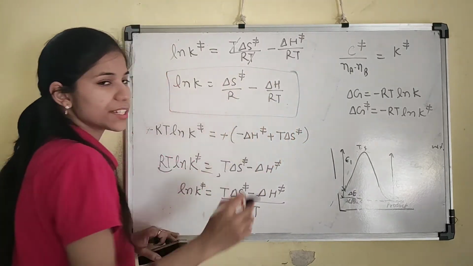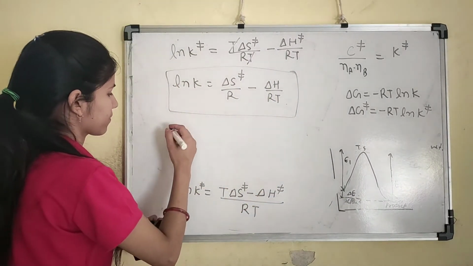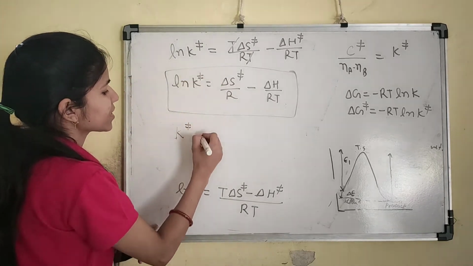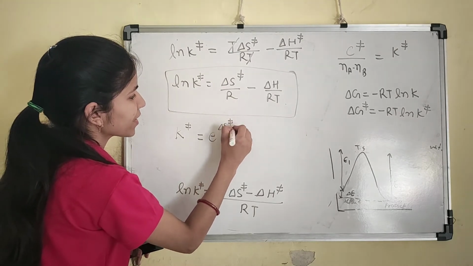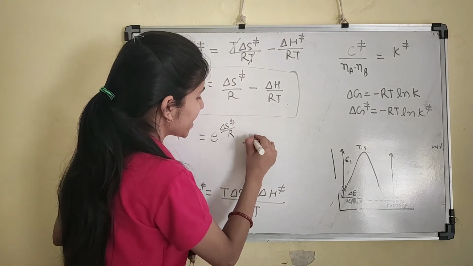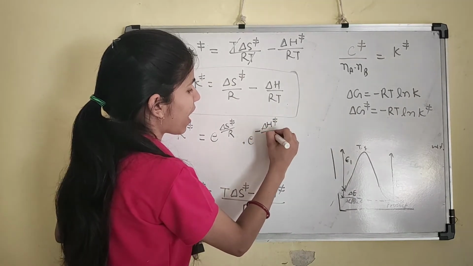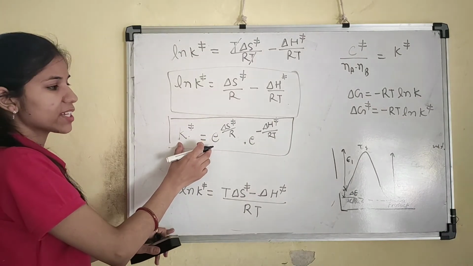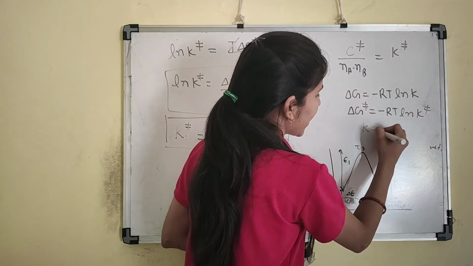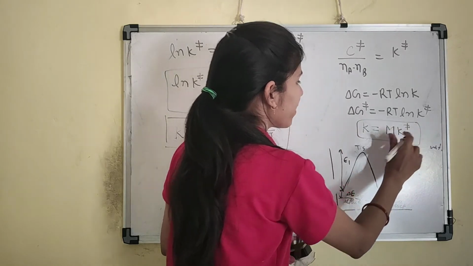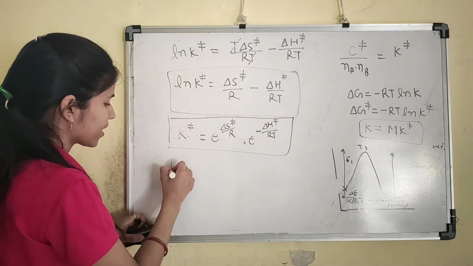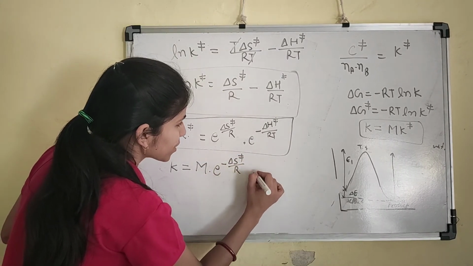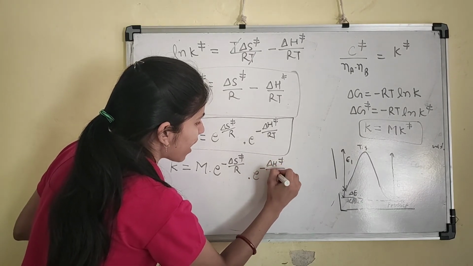When we write this equation in terms of exponents, K star is equal to e raised to the power delta S star divided by R into e raised to the power minus delta H star divided by RT. Now this is the value of K star, and we put it in equation number 5, which is K is equal to M into K star. So K is equal to M into e raised to the power delta S star by R into e raised to the power minus delta H star by RT.